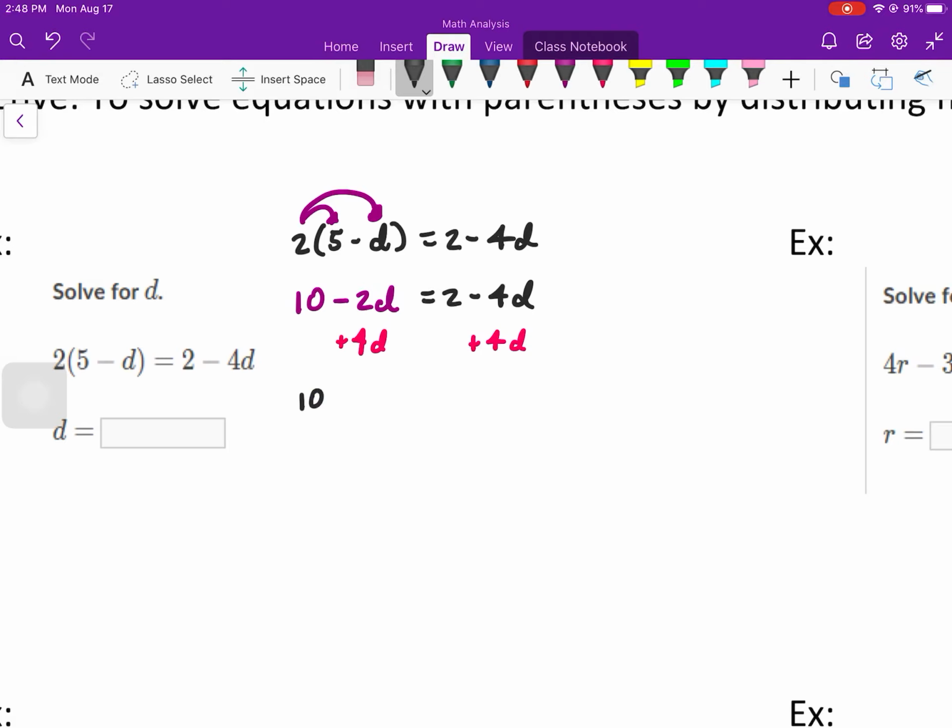So we'll have 10, and then negative 2 plus 4 is positive 2. 10 plus 2d equals 2. Now I'm going to subtract this 10 to the other side. So I'll have 2d equals negative 8. And then I'm going to divide by 2. And d equals negative 4.